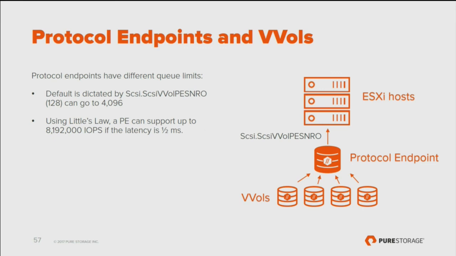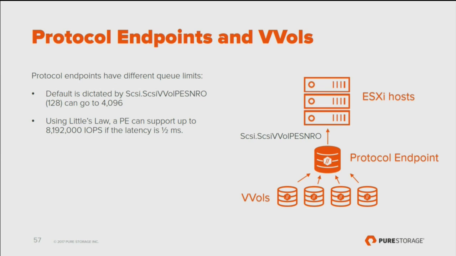So there is a setting in ESX that controls the default protocol endpoint queue depth limit. It's very similar to DSNRO, but it's called PVSCSI, Protocol Endpoint Scheduled Number Requests Outstanding. This controls the default queue depth limit of that protocol endpoint, which starts at 128. You can also configure it individually, or you can change the default, up to 4,096. If we use Little's law, and we use that half millisecond latency number, or even double it to a millisecond, with half a millisecond that means per host, per PE, you could push 8,192,000 IOPS per protocol endpoint per host. At that point, you probably need more than one array, not more than one protocol endpoint.